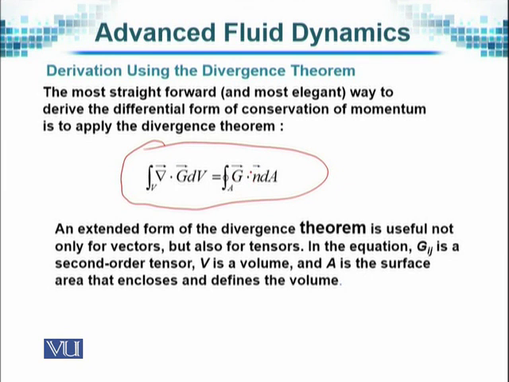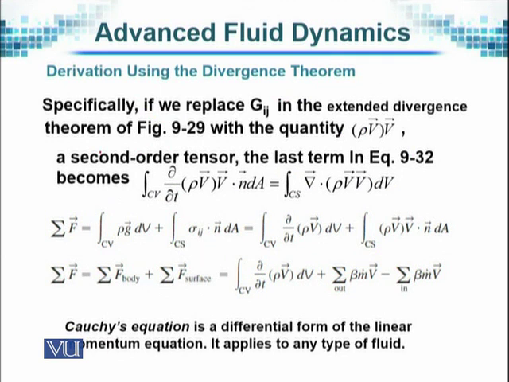So this is the extended form, and this is the divergence theorem that we use to simplify the equation that we have just written above, to determine the Cauchy's equation that we want to derive. And in that equation, if we try to replace the second order tensor by using this equation and conversion, we will try to simplify this equation.